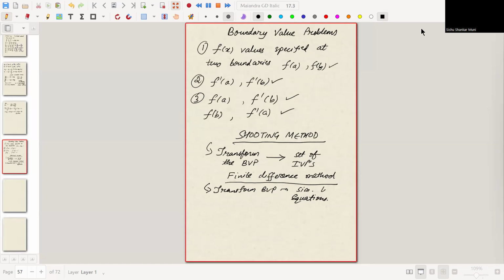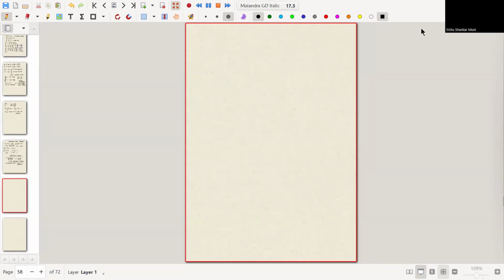In the finite difference method, wherever you are seeing the derivative, you can approximate it via a central difference scheme or forward finite difference or backward, up to you. Once you do that, you will end up with a set of equations. You will have the required number of unknowns and the number of equations equal to the number of unknowns. You will solve it as a simultaneous set of equations and get those unknown values. So both of these methods involve transforming the boundary value problem into a set of IVPs or a set of simultaneous equations. We will look into them one by one.